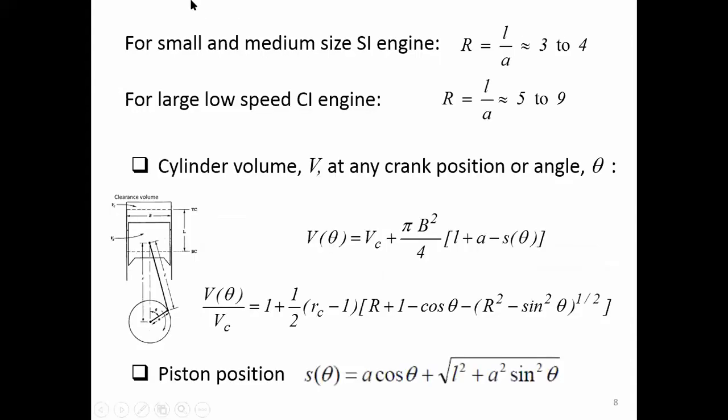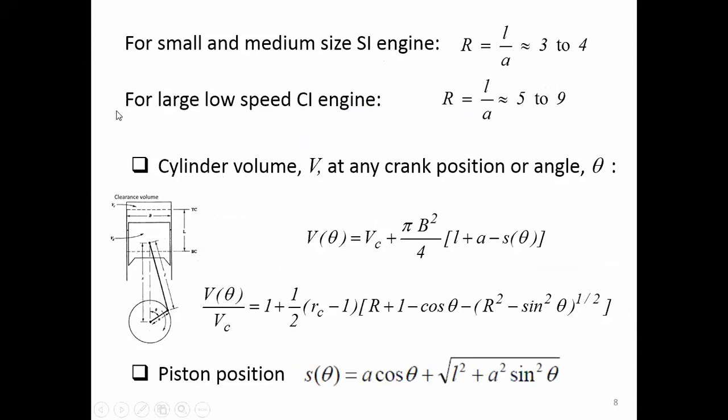Okay, for small and medium-sized SI engines, right? The ratio R, which is the connecting rod length to the crank radius, is about 3 to 4. Okay, for large low-speed CI engines, the R ratio is about 5 to 9.